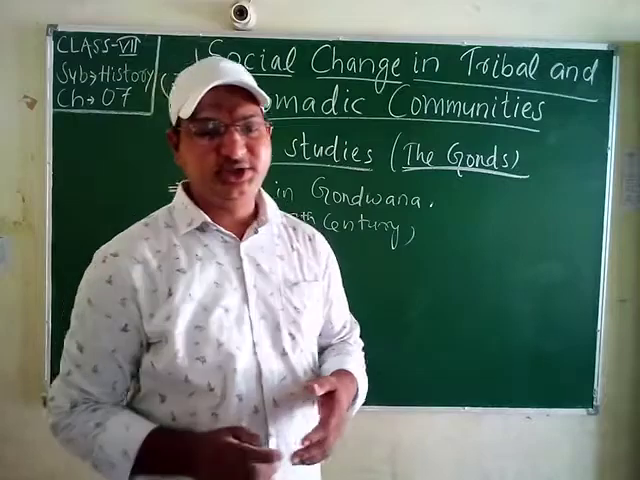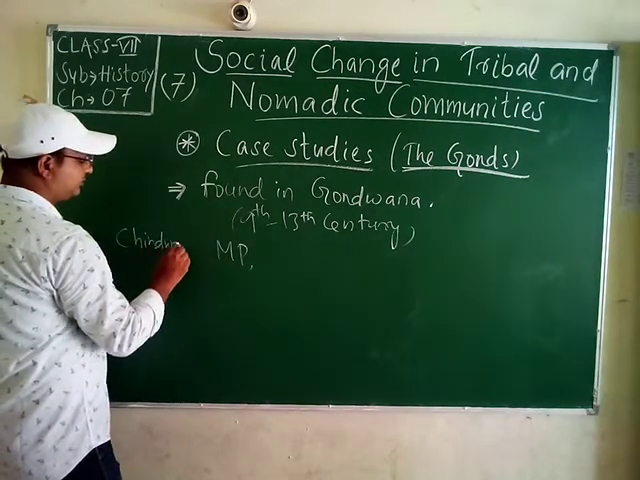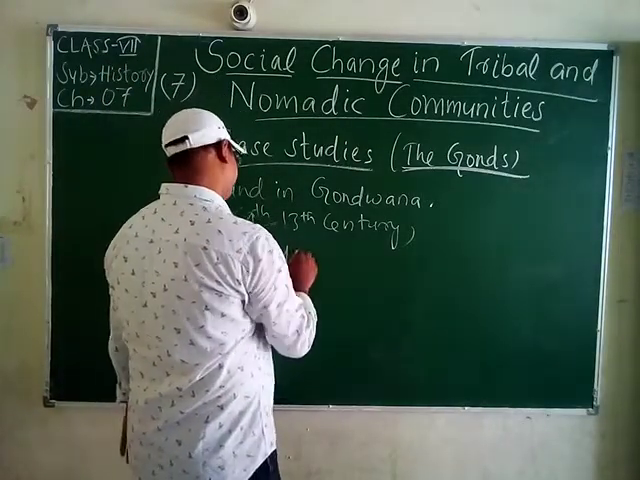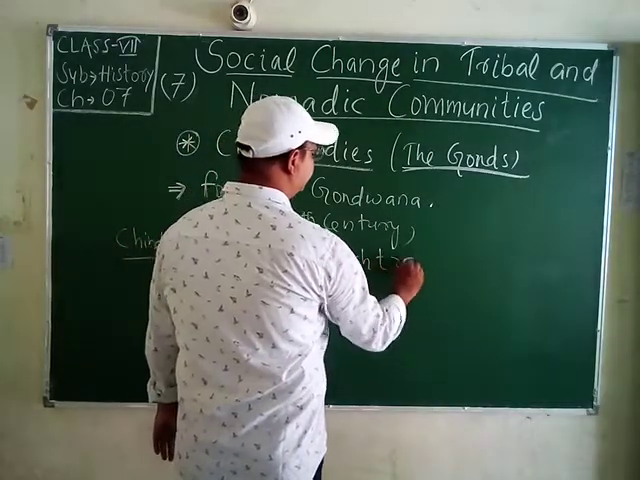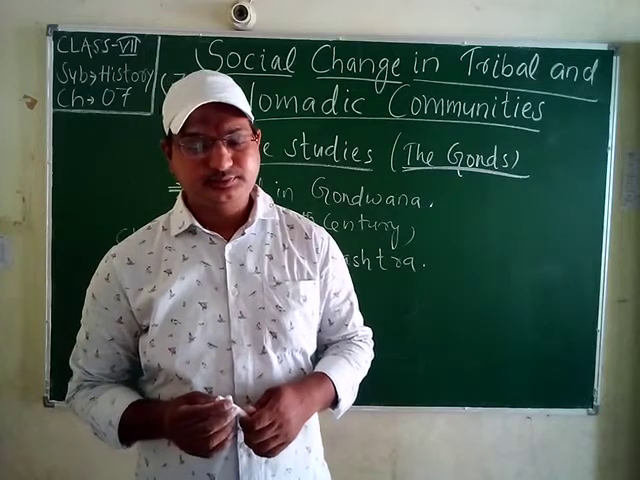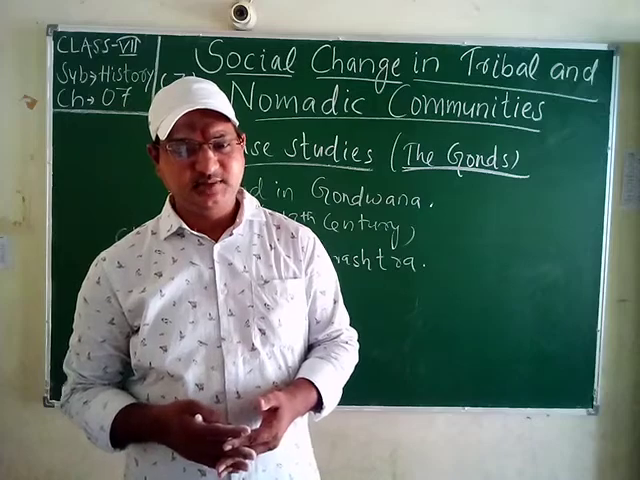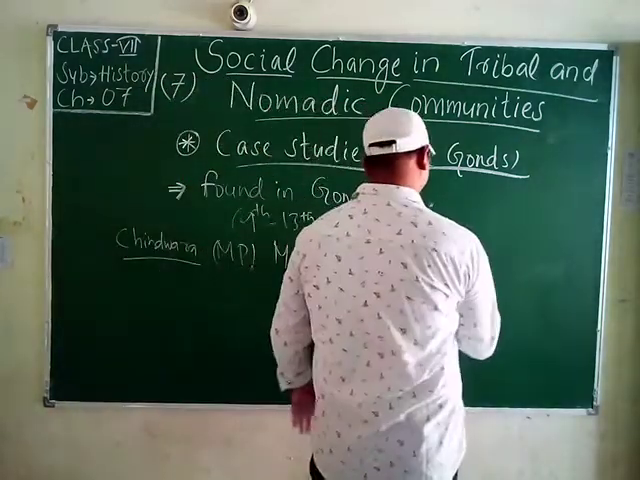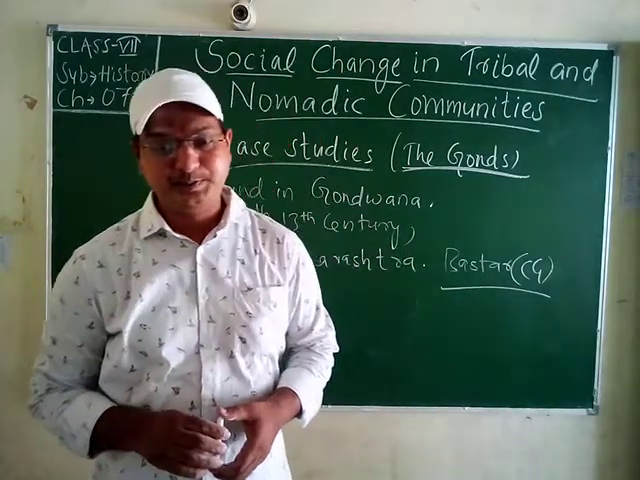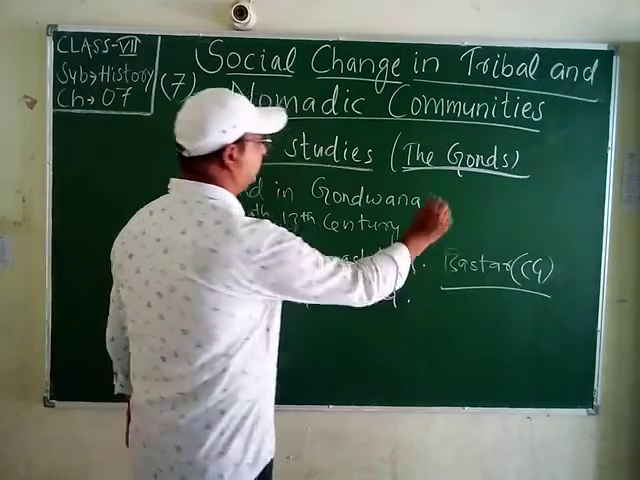Students, they were widely spread in Chhindwara district of Madhya Pradesh and also in parts of Maharashtra. Particularly in these two places, we can find the tribe. They are also widely spread in the Bastar district of Chhattisgarh. Bastar is a district of South Chhattisgarh. In Andhra Pradesh and Odisha also, we can see this group of tribes, that is, the Gonds.